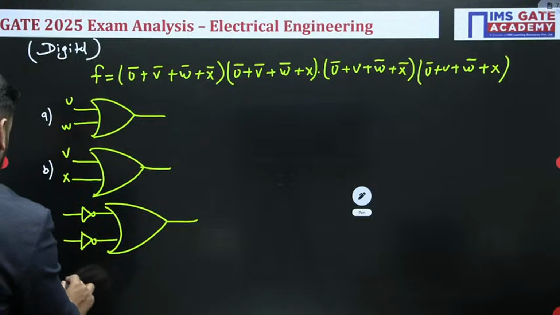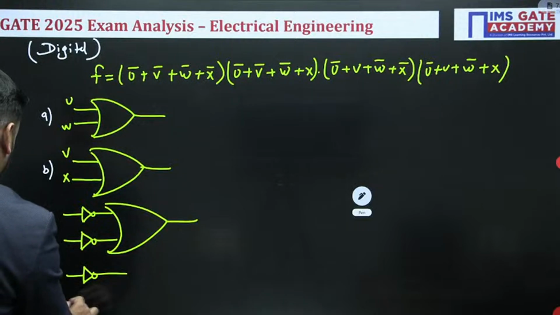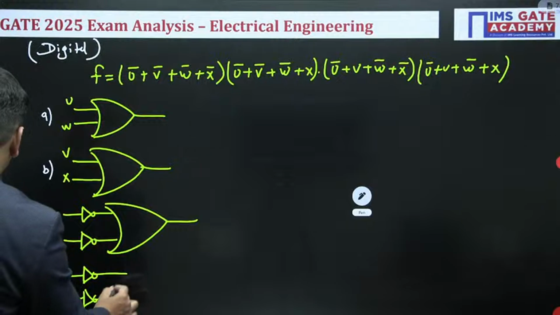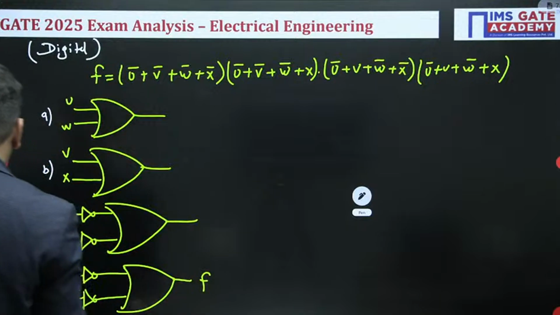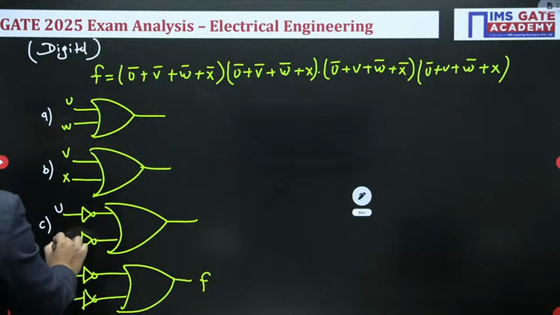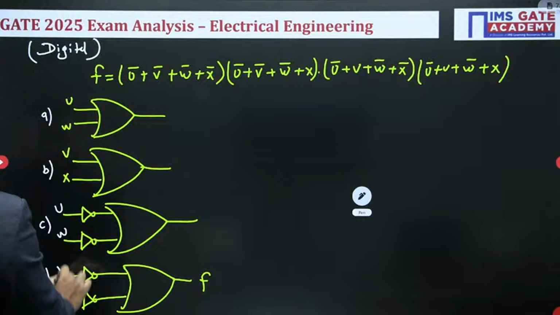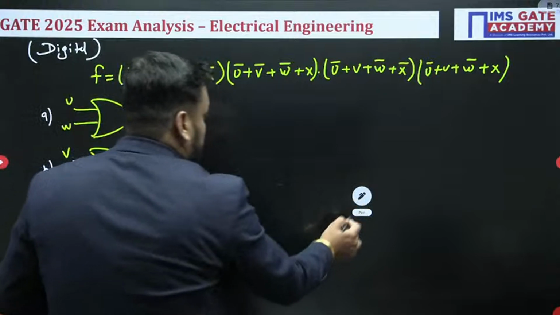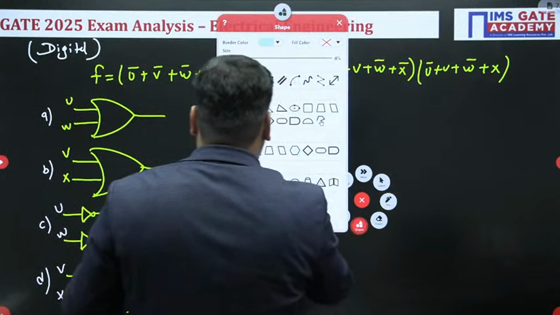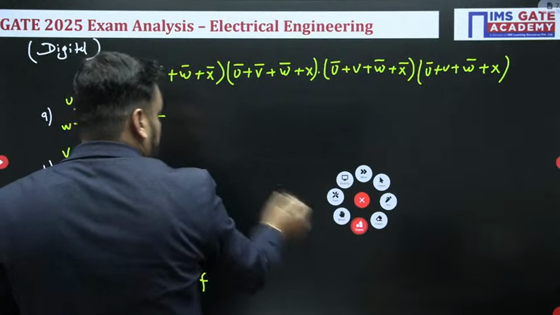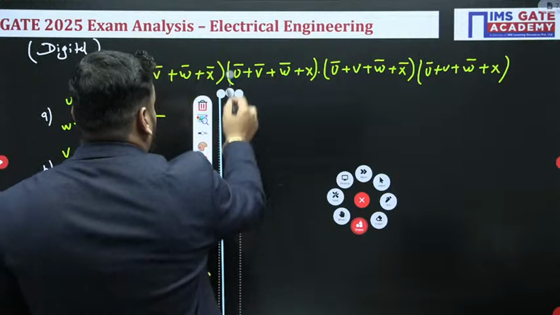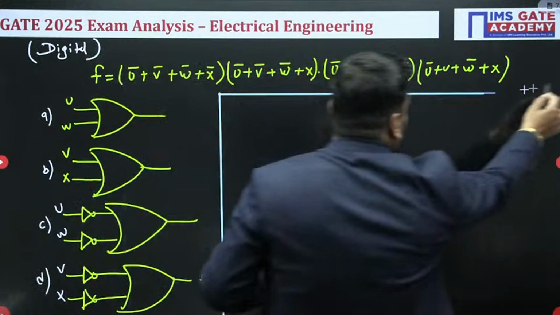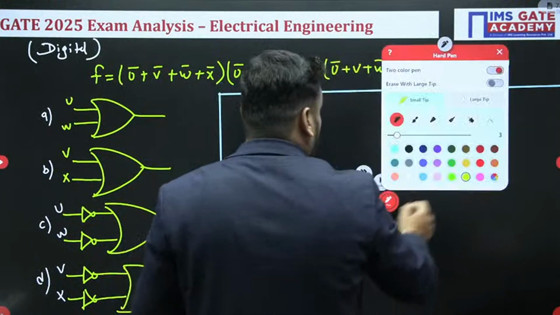Now here we have, we'll check the output later, but this is the F. And what are the input values? U, W, and here V and X. Now guys, I will solve the solution part in this space. Let me make some space here. So we will do the solution part here, okay guys.